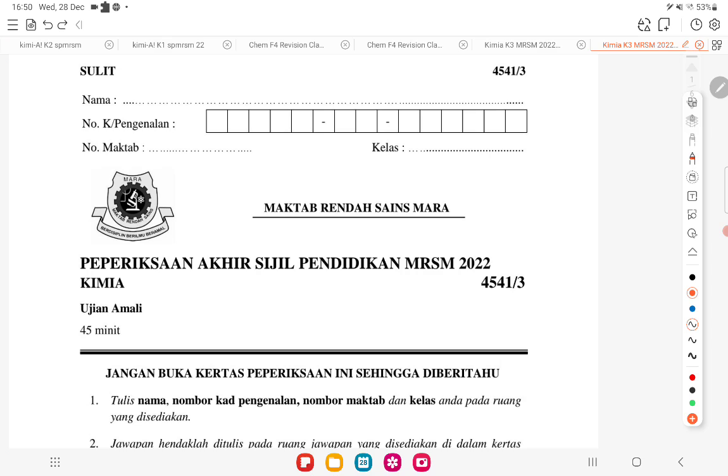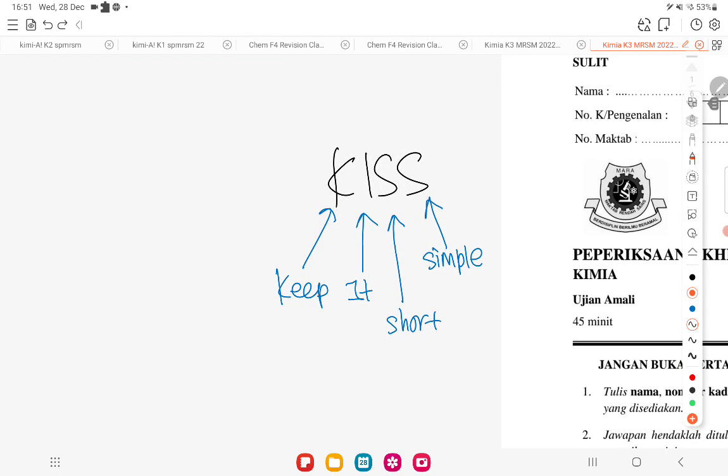First of all, when you answer paper 3, you don't need to use very technical or fancy words. A simple rule is that I want you to use a rule called KISS. KISS is short for keep it short and keep it simple, which means that when you answer paper 3, you just need to give very short, general, basic answers. That is more than enough for you to score in paper 3.